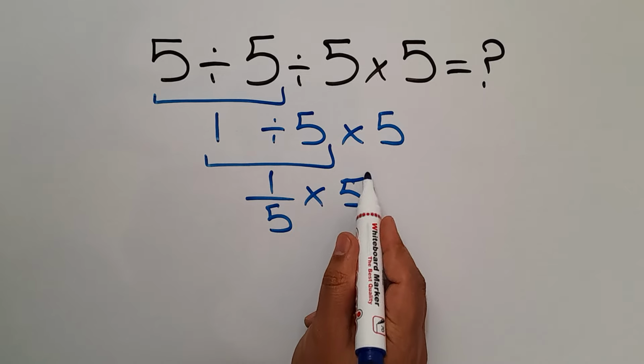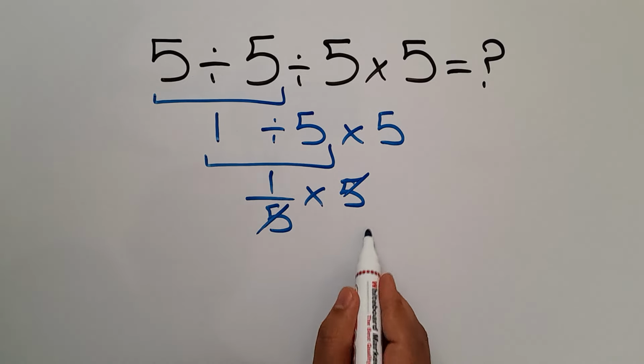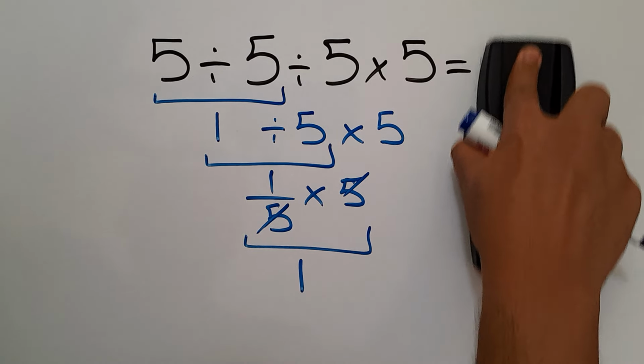Now, this 5 and this 5 can cancel each other out, so we have just 1. So, our final answer to this problem is just 1.